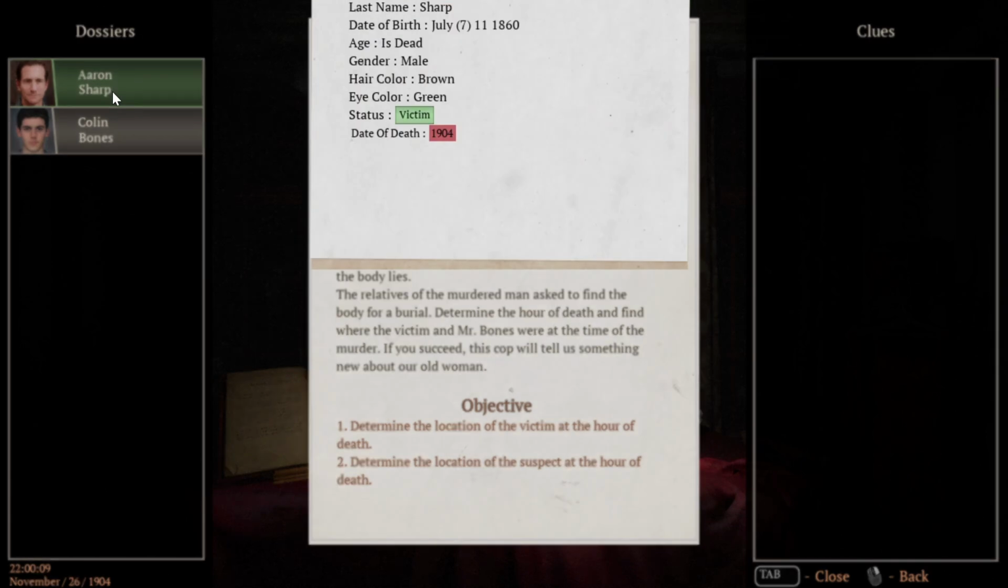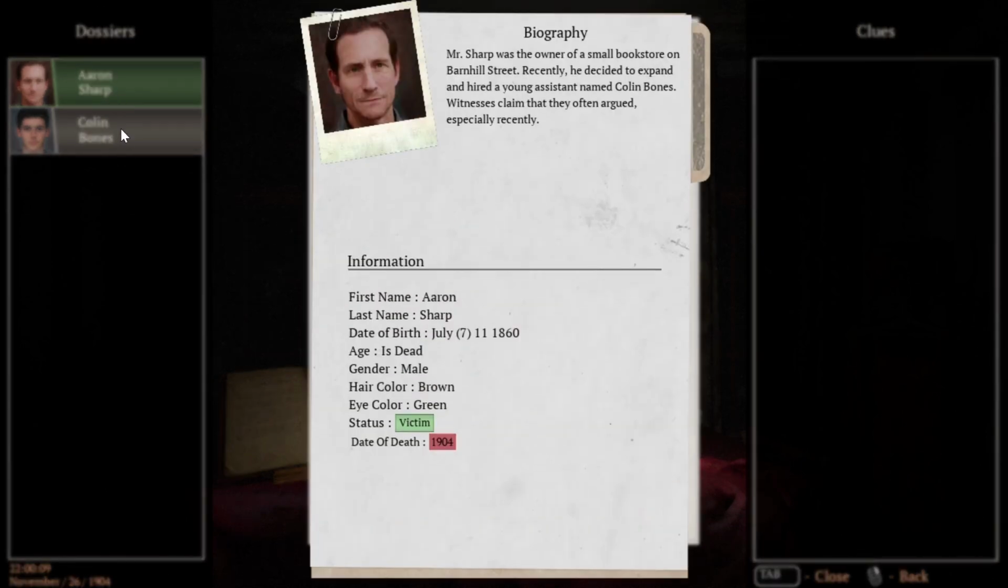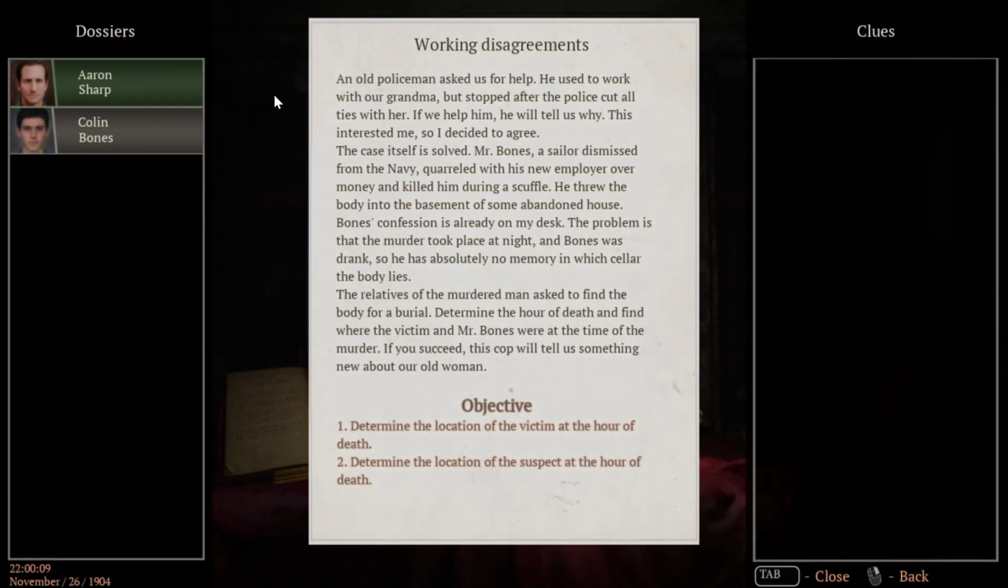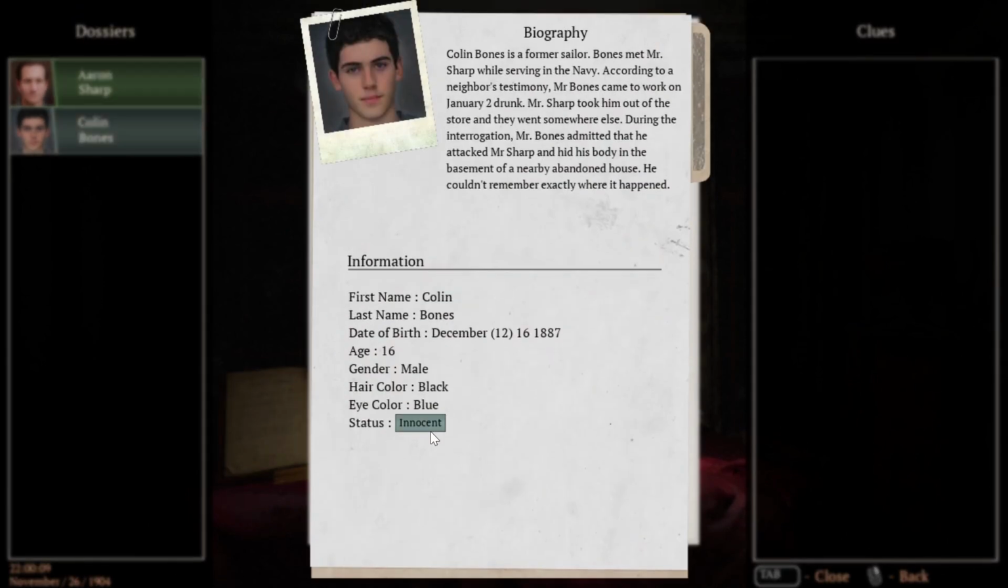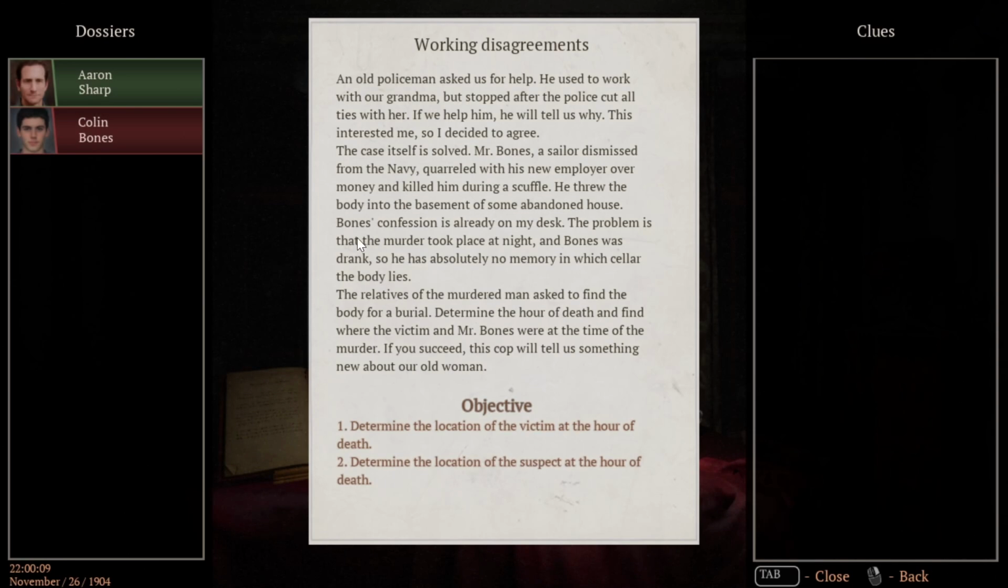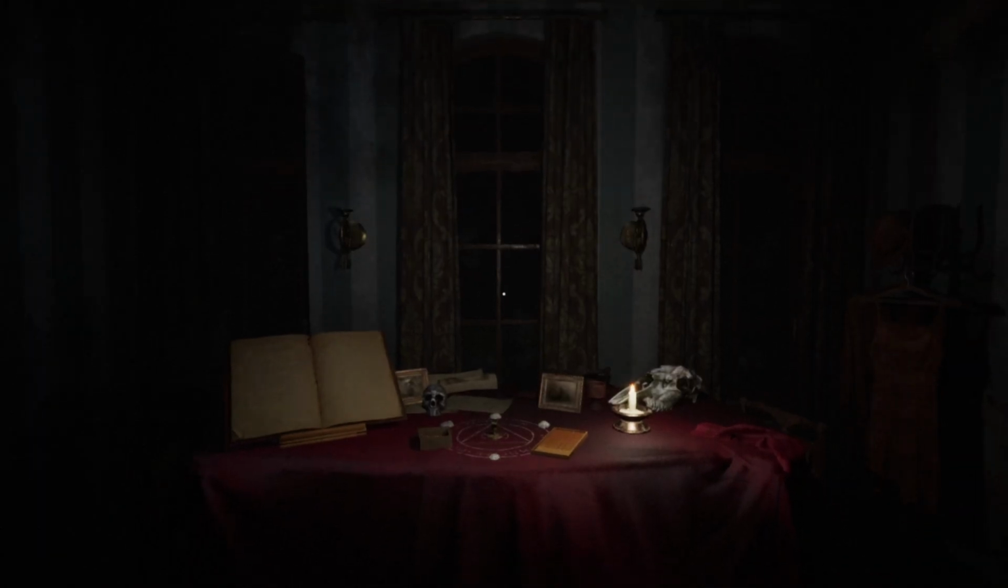All right. So we have him as the victim. We know the death happened in 1904. That's all we know there. We can just list him as the murderer. He's a former sailor and he's 16. What kind of Navy are we dealing with that he was 16? You know what? It's the older days, so maybe that was a thing.